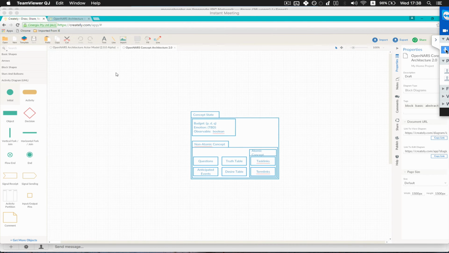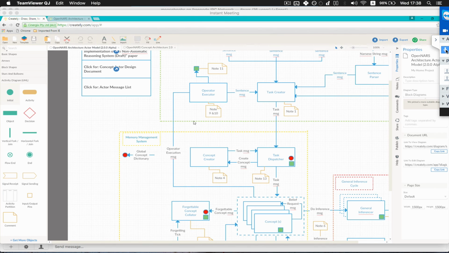Yeah, so concept state has now got a couple of these extra boxes. It's got the questions box we spoke about before when we were processing local inference. So there's the question store, but also it's going to have its own anticipated events buffer within the concept data space, which is only for that specific concept.